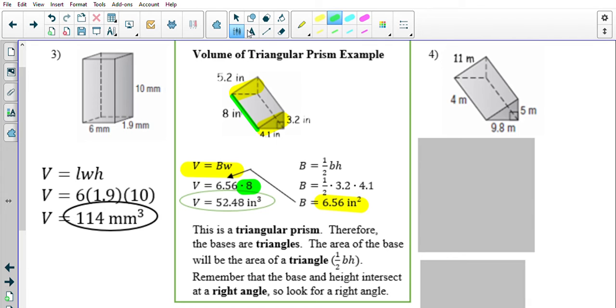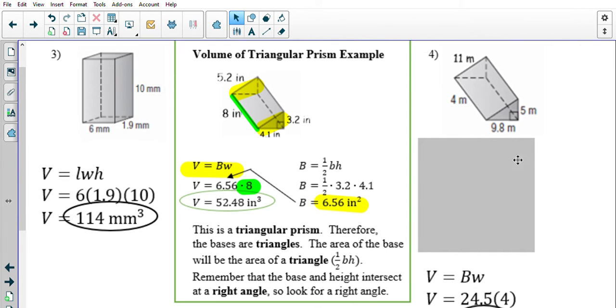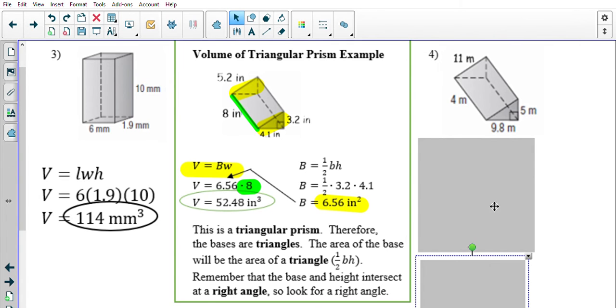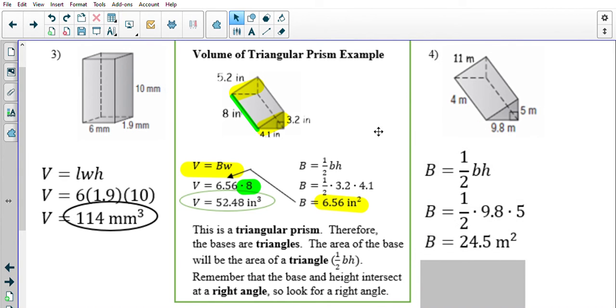Let's try another example. So number 4, this is a triangular prism. And the very first thing that I need to do here is find the area of the base. Let me make sure I erase the right one here. So the base happens to be a triangle. I'll highlight that in yellow here. So this is our base, as is this one back here. But the base and height of your triangular base will intersect at a 90-degree angle.